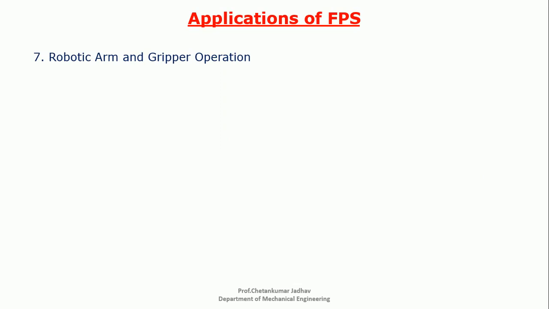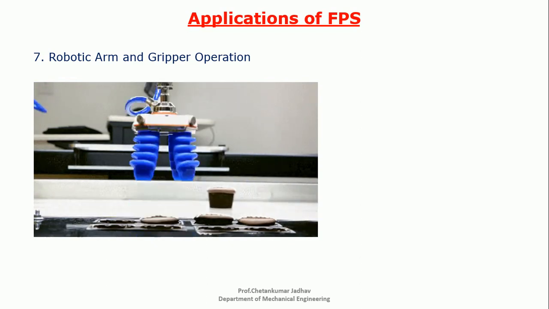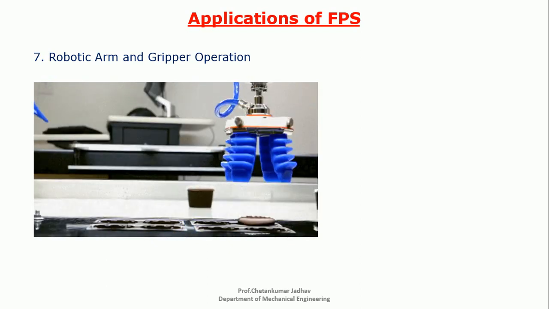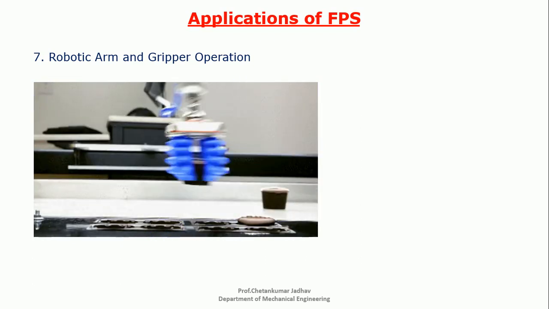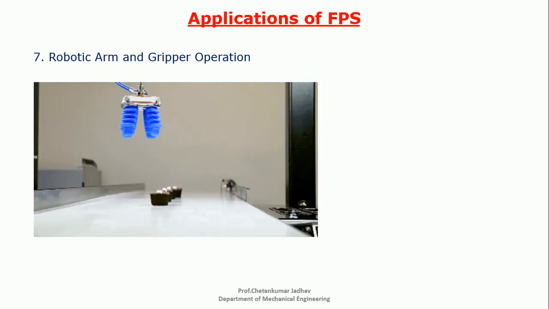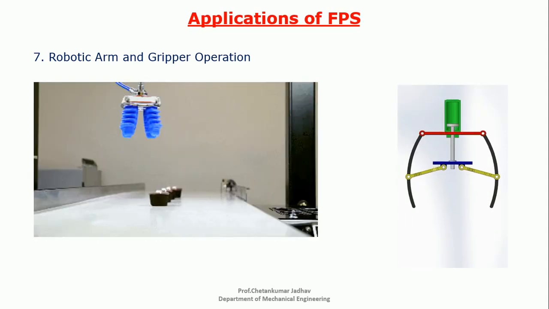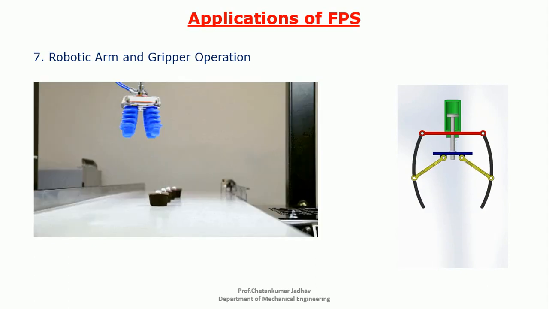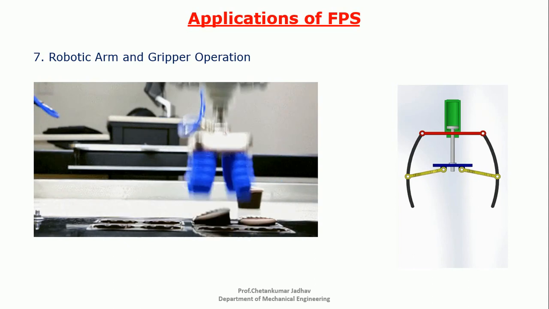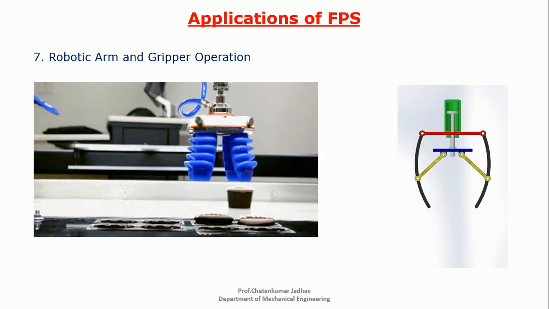The seventh application of fluid power system is robotic arm and gripper operation. As we have seen in industry, robots are used to transfer objects or material from the conveyor towards the workstation. And these robots have end effectors or grippers, which are used to hold and release the object wherever required. The movement of these end effectors is controlled by pneumatic cylinders.